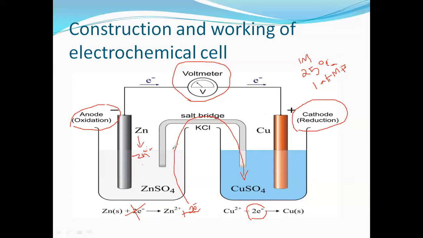Then what will happen? Electrons travel along with the salt bridge from zinc sulfate to copper sulfate. I'm repeating, electrons travel from the zinc sulfate to the copper sulfate. Then we will have a voltmeter here. Hope you're understanding that.